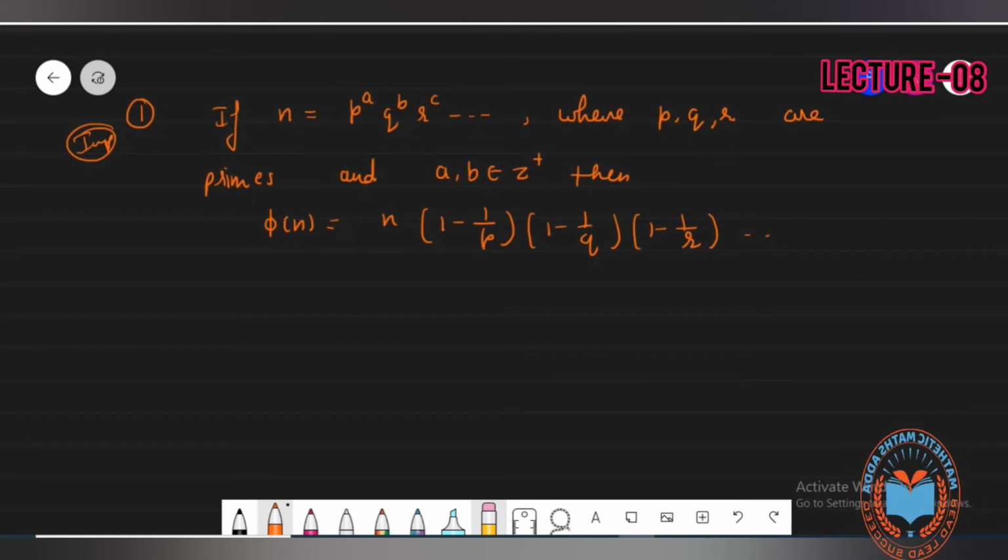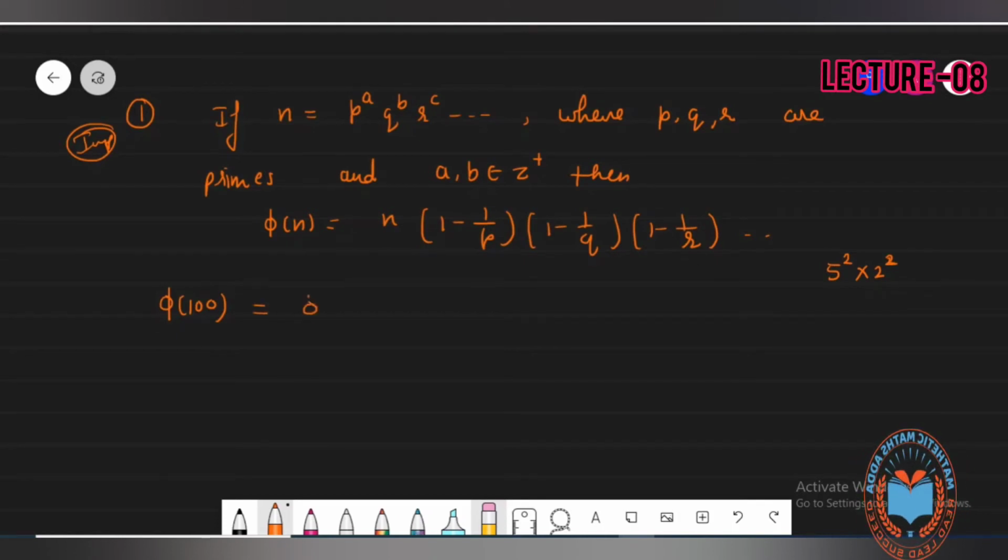For example, if I have to calculate the value of phi 100, first of all I have to factorize, I have to find the prime factors of 100. Those prime factors will be 5 raised to the power 2 and 2 raised to the power 2.